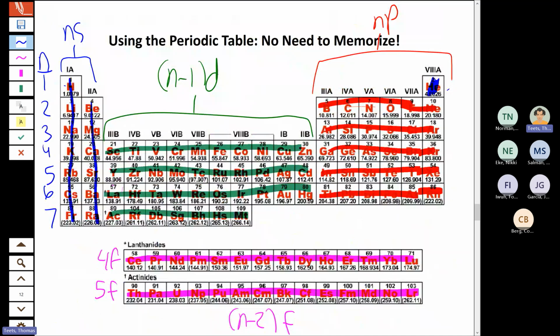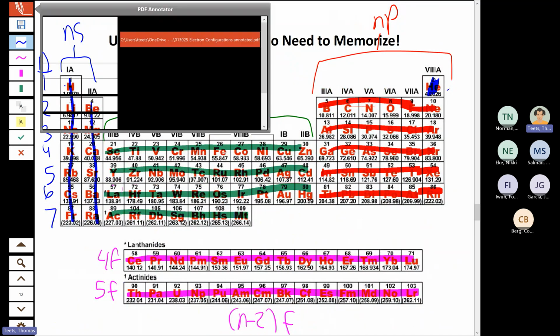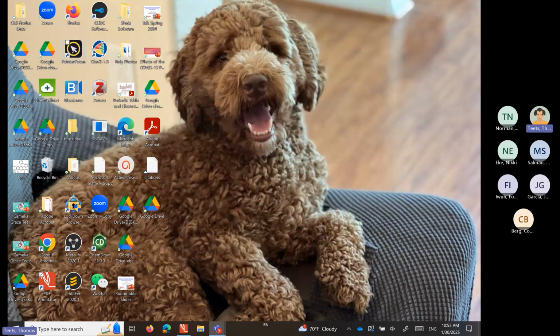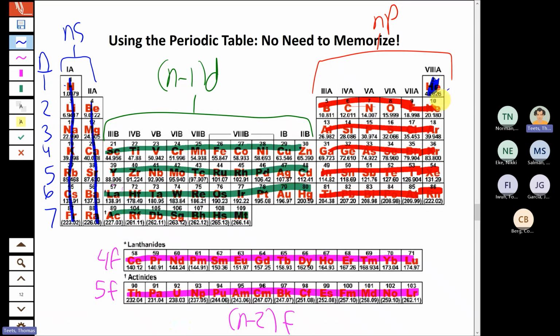All right, so boron is right here, number 5 in your periodic table. I should get my pointer up. I'm starting to worry that my pointer is the reason that my tablet crashes sometimes, but I'll take the risk here and use it. If my pen stops working, then I'll know it's the pointer's fault because I just opened it now.